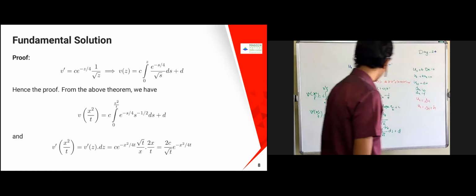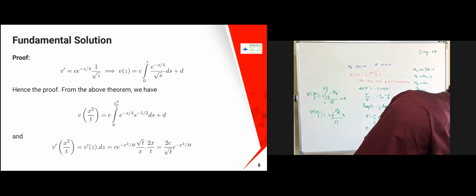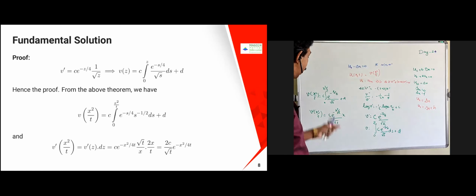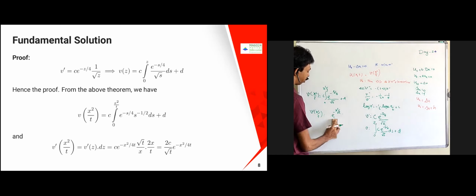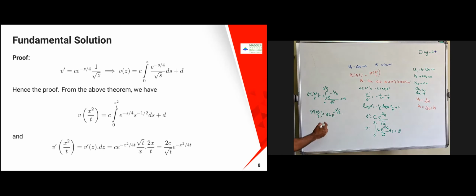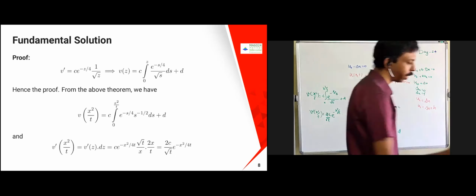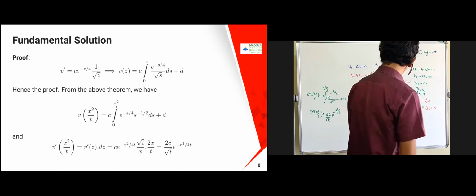And then you have some more terms, into dx is going to come. So in that case, this is going to get cancelled, and you are going to get only this one. Just do some simple calculation. So you are going to get 2c by square root of t into e power minus x square by 4t. v dash of x square is v dash z into dz, so you are going to get this one.